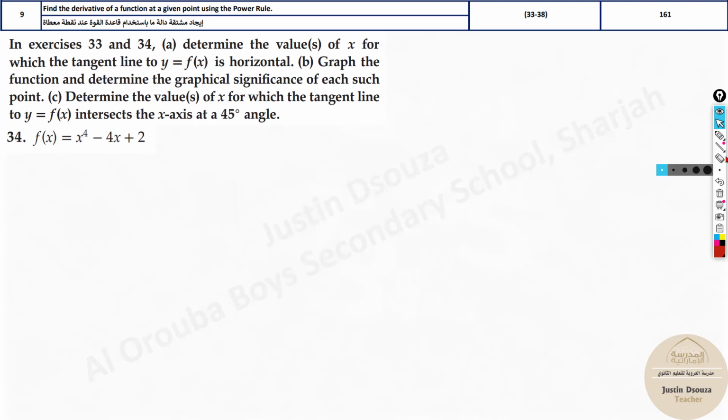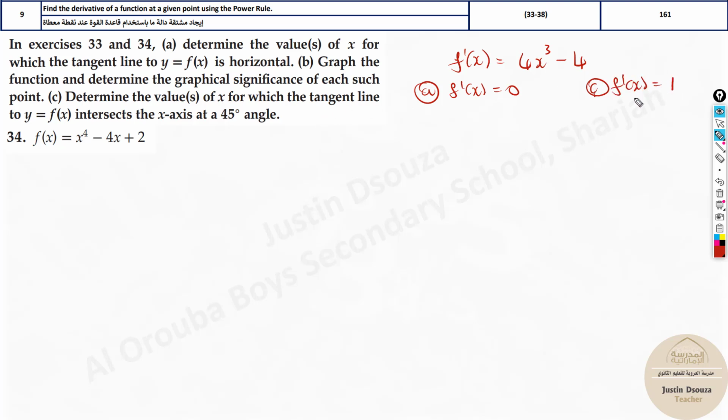It's the same concept. First thing, let me just do it very, very quickly. This one again. What do you do? First, find the derivative f dash of x. That is equal to what? It is equal to 4x cube minus 4. That's it. Then, first is the horizontal tangent, that means f dash of x equals 0. Second will be f dash of x equals 1, the 45 degree slope we saw.